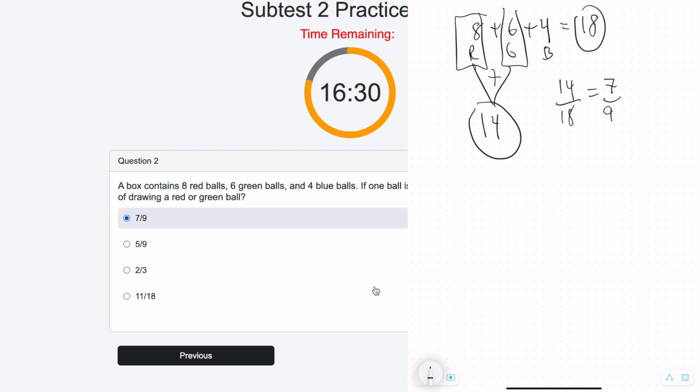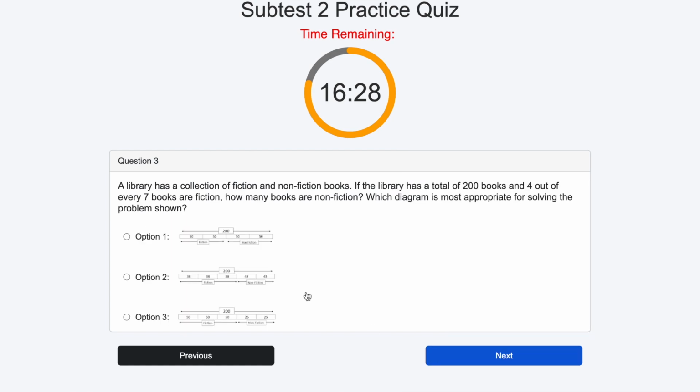All right, is that what you got? Good. Let's go on to question number 3, which reads: a library has a collection of fiction and nonfiction books where the library has a total of 200 books. 4 out of every 7 books are fiction. How many books are nonfiction? Which diagram is most appropriate for solving the problem below?